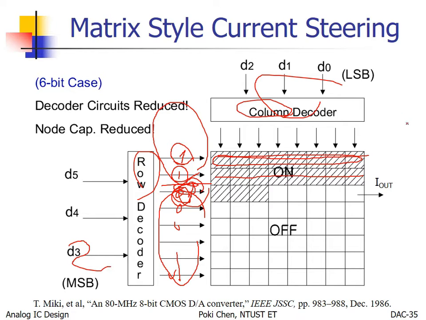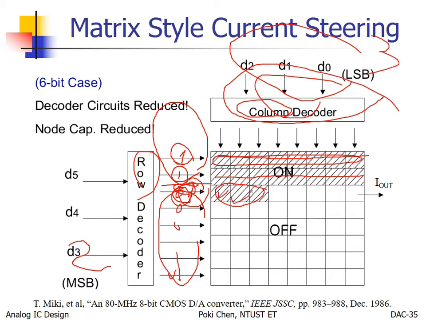So it's the responsibility of the column decoder, according to its input, to turn on the same number of current sources. That's it. So here it is 3. So totally 1, 2, 3 is on. That is the operation principle. If you would like to ask me why we have such a strange structure or operation principle for such a matrix style current steering DAC.